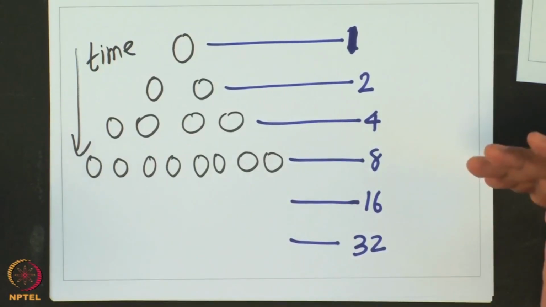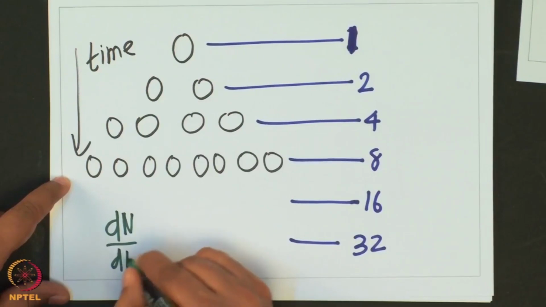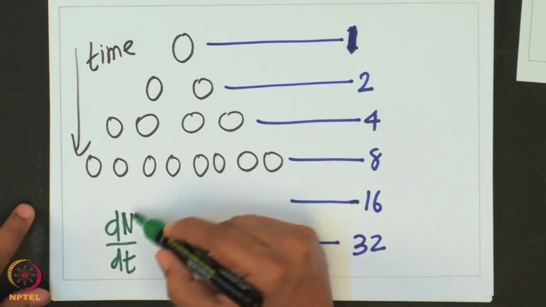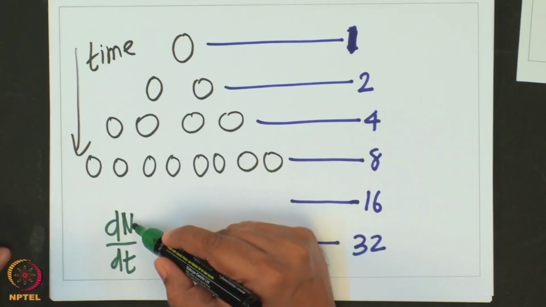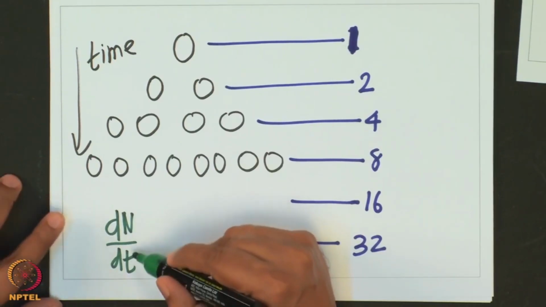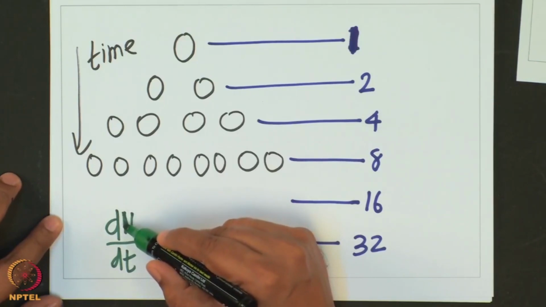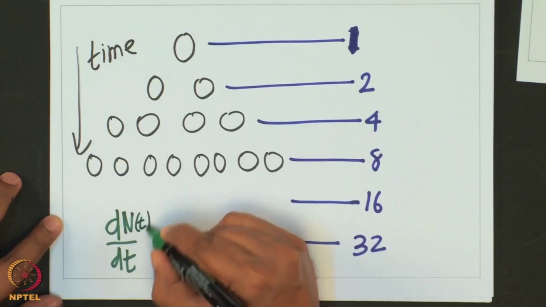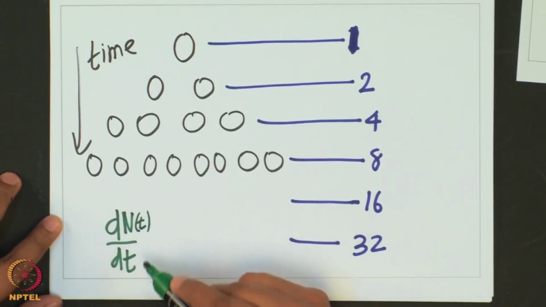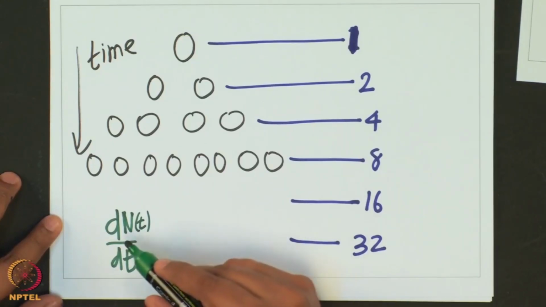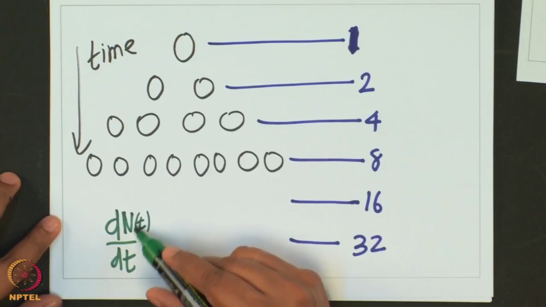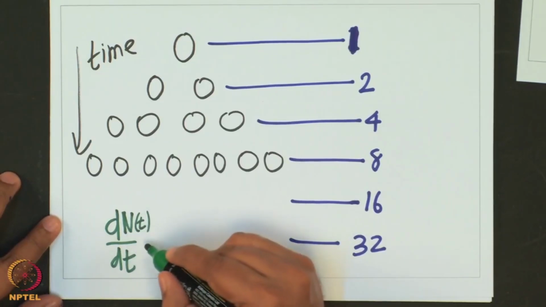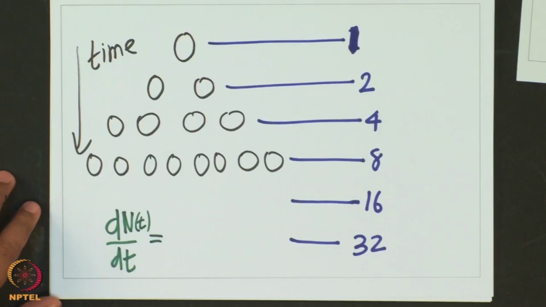How do we write mathematically that the number of bacteria is changing with time? It is obviously dn by dt, where n is the number of bacteria and t is time. dn by dt means how this number n, which is a function of t, changes with time. I urge all of you to think about plotting this n as a function of t. We are interested in how this n would change. This is the question that we have.